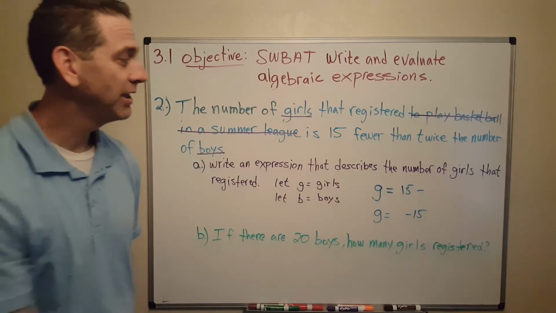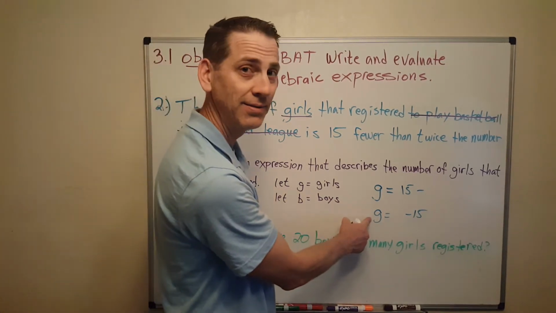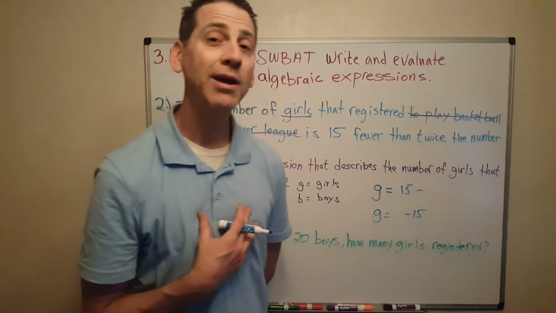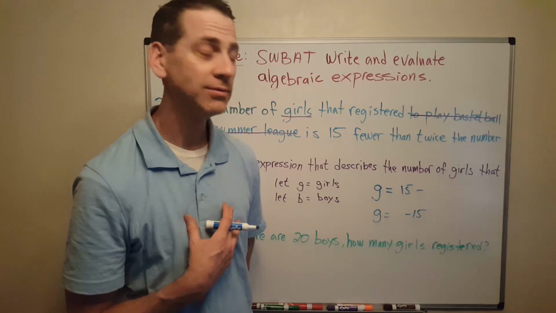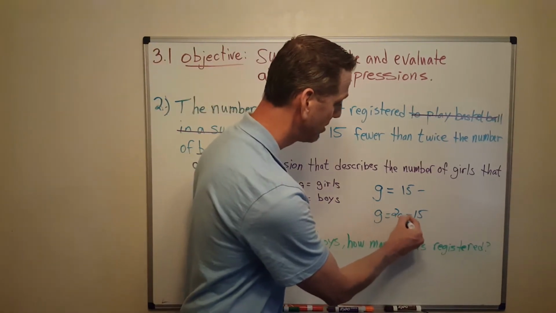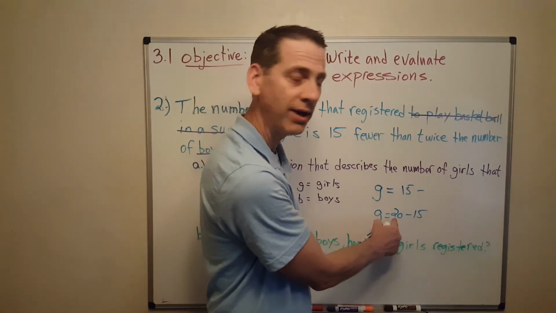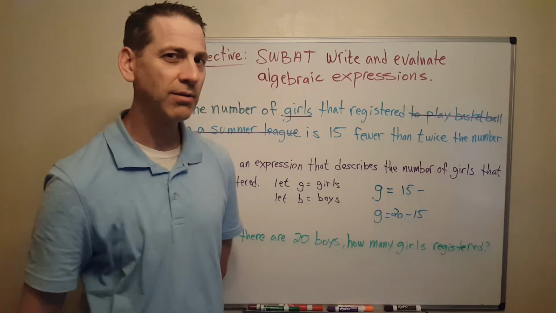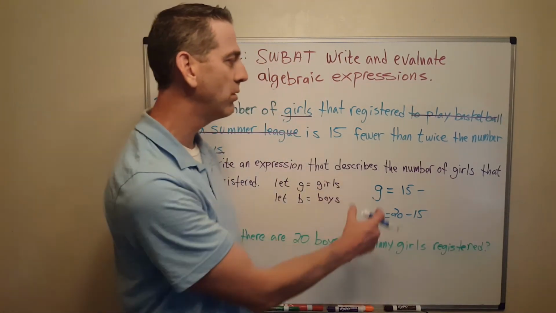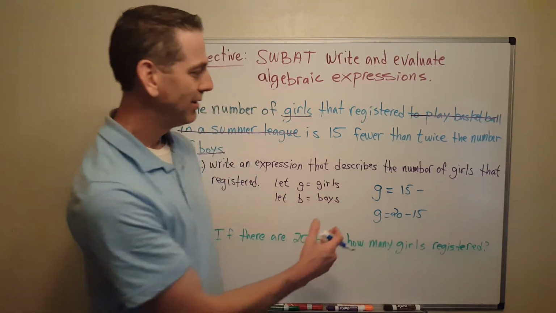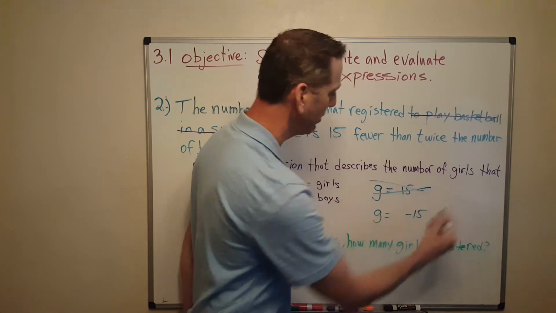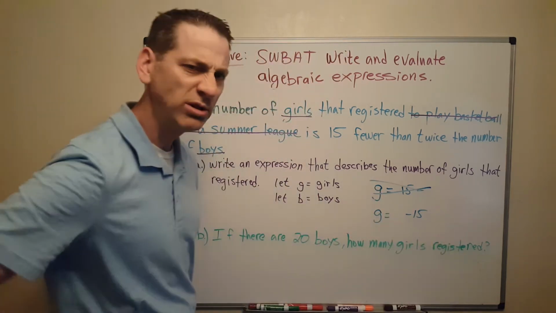Well, it's actually B, right? If I have $20 and you have 15 fewer dollars, we're always going to start with me, right? And subtract your 15. So just be careful whenever you see fewer or less, you have to go minus the number, all right? So don't do that right there. In fact, we'll just erase that.